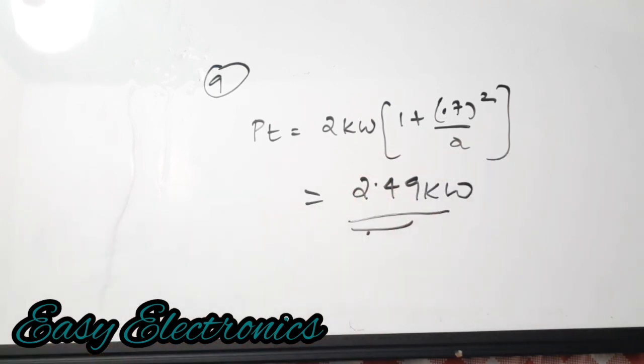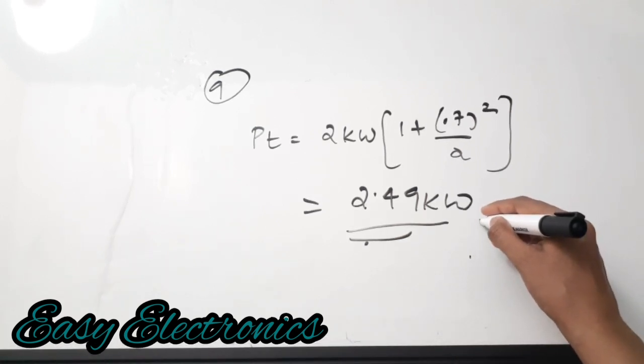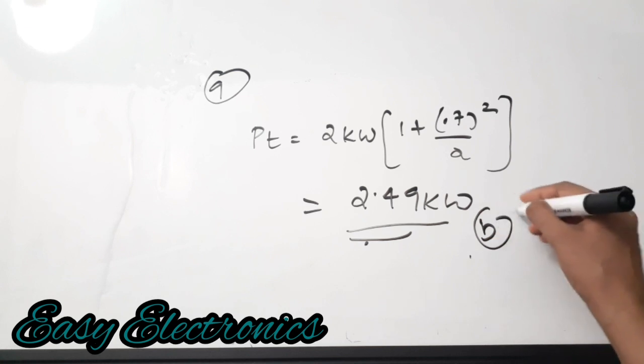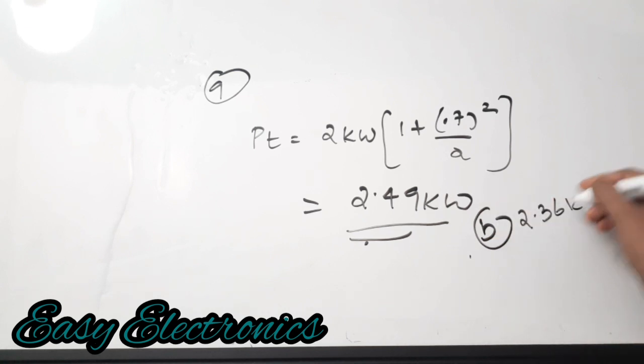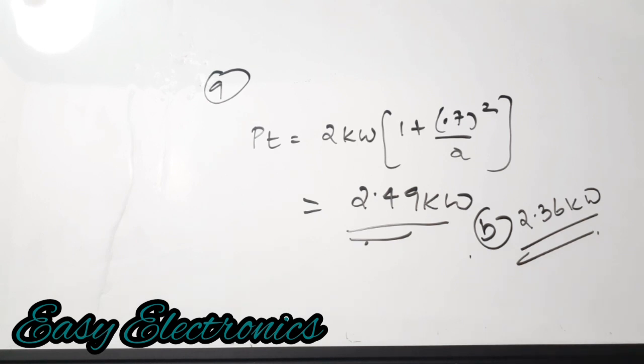But in the options, you can see A 2.23 kilowatts, B 2.36 kilowatts, C 1.18 and D 1.26. So this is actually a small change in your options. We will select the closest value, that is option B, 2.36 kilowatts, as the answer. These types of small variations can come, and in that case you have to select the closest value. Here the answer will be option B, 2.36 kilowatts.